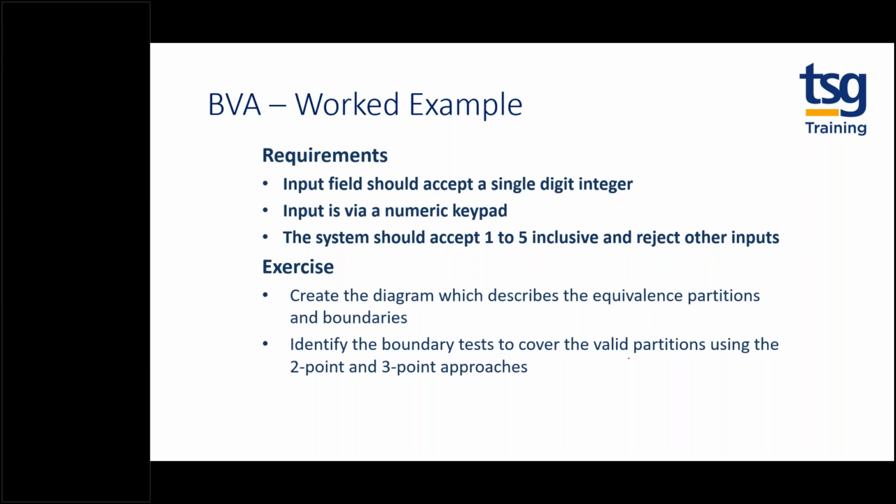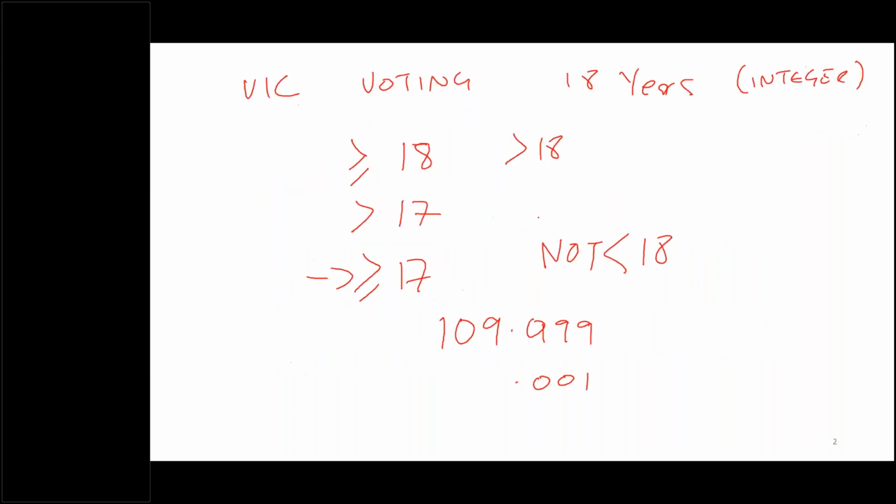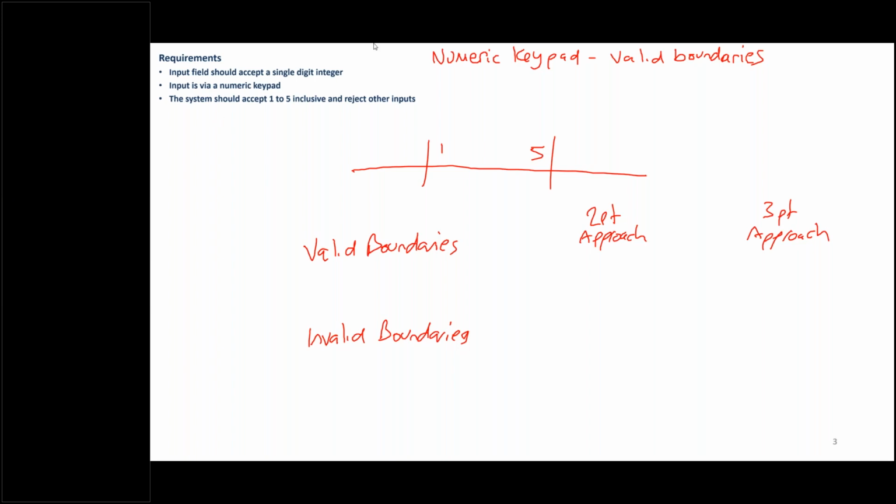So if I took that requirement and started doing some boundary modeling, then if there's my requirement, the first thing I'm interested in are the valid boundaries. What I mean by valid are things that should be accepted by the system, should be processed. So this requirement says the input field should accept a single-digit integer. The system should accept 1 to 5 inclusive and reject other inputs. So this is my minimum boundary, and this is my maximum boundary for this partition. And this is a valid partition because the specification says you can input between 1 and 5 inclusive. Now, that implies that 6 and above is invalid. And it also implies that 0 and below is invalid. So what we do with the 2-value approach is I test the boundary for one partition, 5, with the boundary for the adjacent partition, in this case 6.